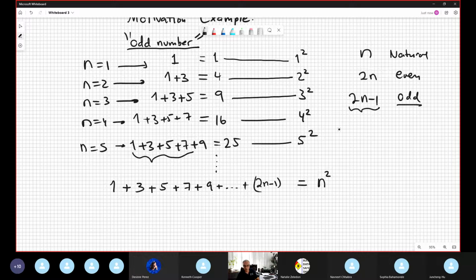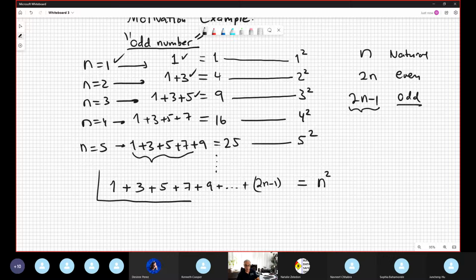Why? Let me try to understand. Suppose n equal 1. 2 minus 1 is what? Cool. Suppose n equal 2. 2 times 2 is 4, minus 1 is 3. Suppose n equal 3. 3 times 2 is 6, minus 1 is 5. Okay? Do you understand this idea?